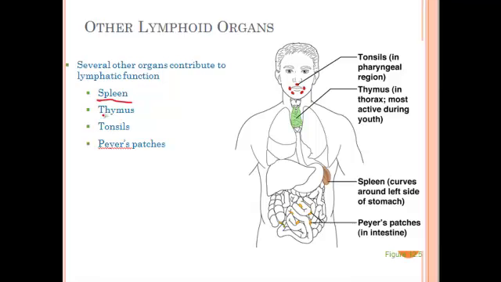We have the thymus located here in the throat. And this is most active during youth. By the time you're an adult, the thymus actually gets smaller in size, though it does still function in the immune system, specifically in helping to mature lymphocytes, which we'll see later in this lecture. In order to do that, it produces some hormones that it sends out.